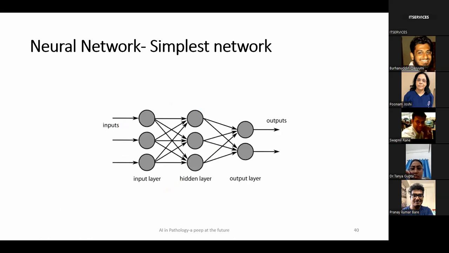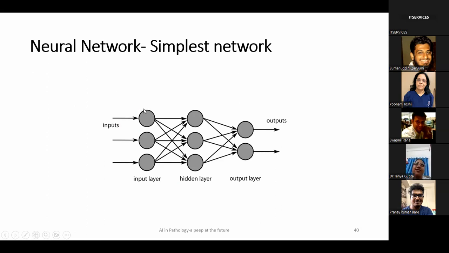The simplest neural networks are actually available in most of our software. For example, if you've been using SPSS, there is a simple neural network within SPSS as well, which you can use for your statistical analysis and modeling your data. If you're not aware of this, you should explore it. There are neural networks within SPSS as well as Excel that you use.